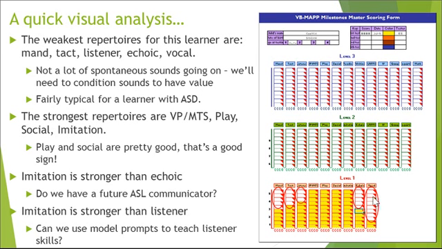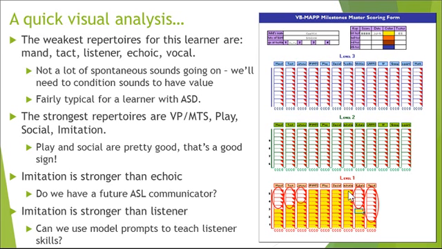The strongest repertoires for the student are visual perceptual, play, social, and imitation. And right off the bat, I'd say that's awesome that play and social are pretty good. That's a really good sign for this learner and for you being able to gain instructional control and to offer social praise, hopefully as a reinforcer later. The imitation skills are stronger than the echoic skills. So when we're thinking about coming up with a communication system for this learner, they're able to imitate really well.